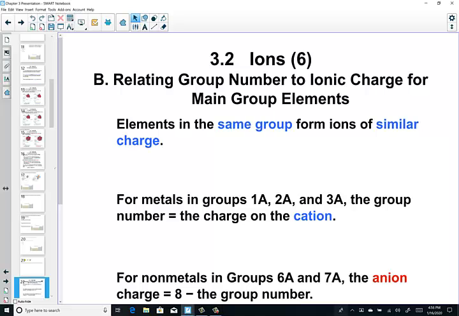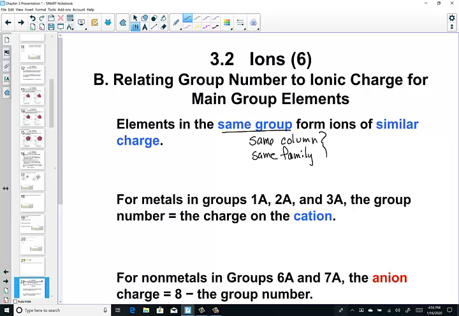Elements in the same group, meaning they have the same column. So same group is the same column on the periodic table. That means they're in the same family, if you will. That means they're going to have the same number of valence electrons. All atoms in the same column, which is the same as saying same group, same family, all have the same number of valence electrons. That's why they live where they live. And that helps us predict charges as ions develop based on the location.